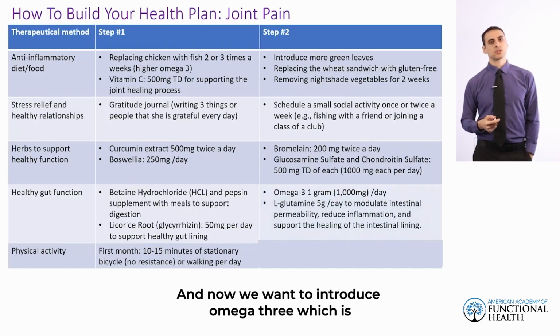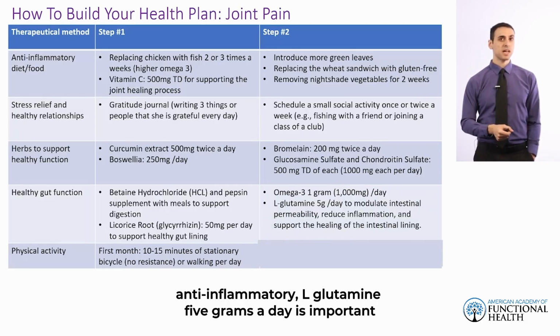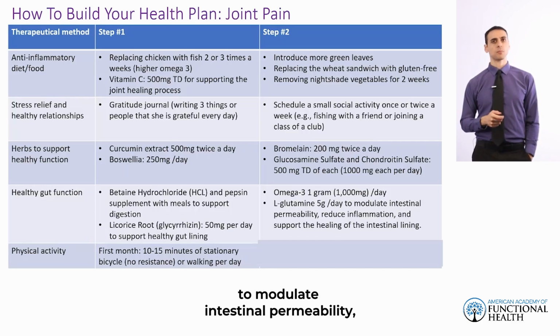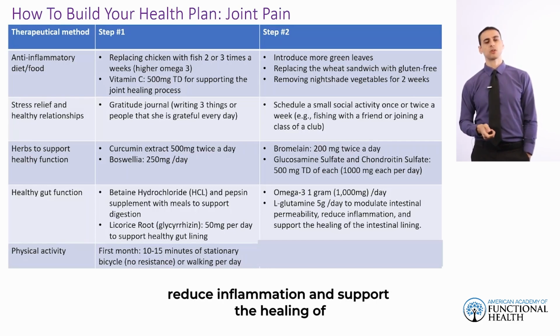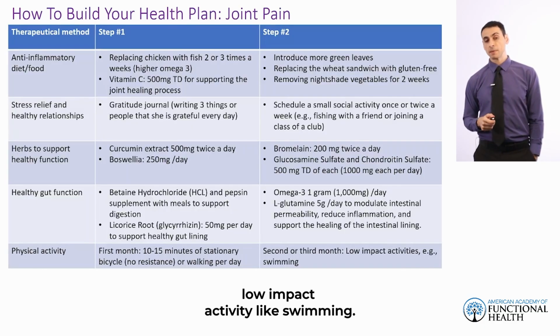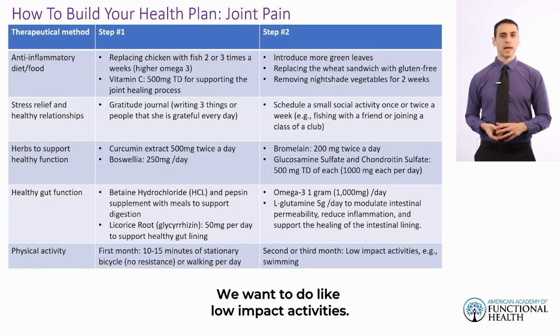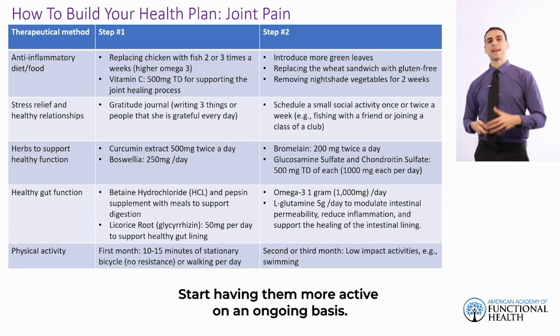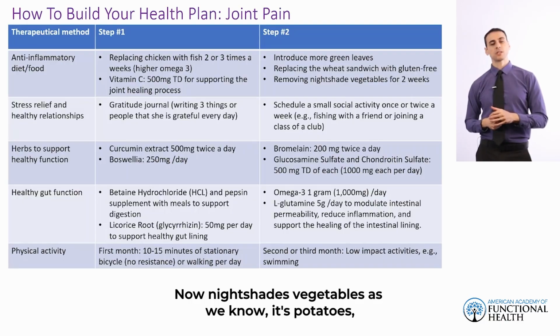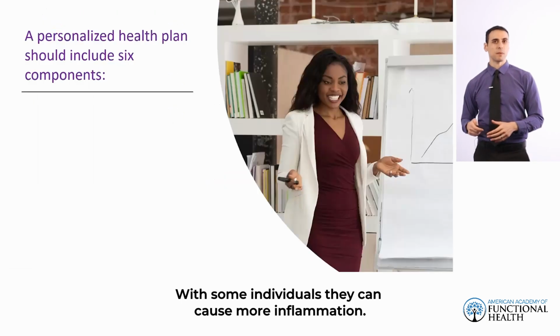And then we want to introduce omega-3, which is anti-inflammatory. L-glutamine, 5 grams a day, is important to modulate intestinal permeability, reduce inflammation, and support the healing of the intestinal lining. Second or third month, we want to start having low-impact activity, like swimming. As soon as that inflammation reduces, patients feel better. We want to do low-impact activities, start having them more active on an ongoing basis. Now, nightshade vegetables, as we know, are potatoes, eggplants, peppers, tomatoes. With some individuals, they can cause more inflammation.